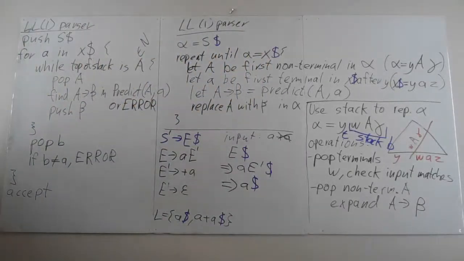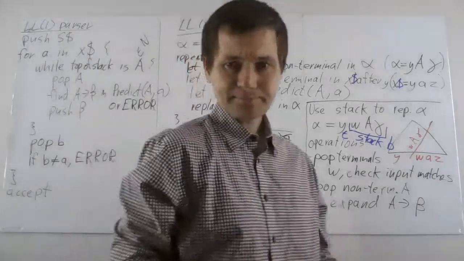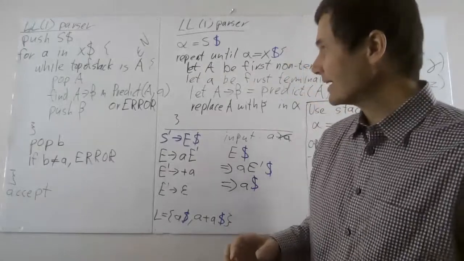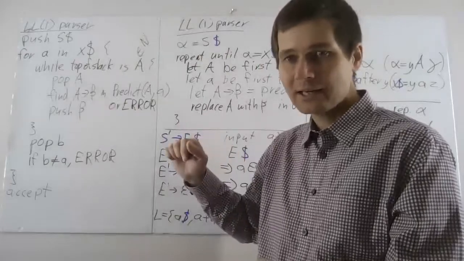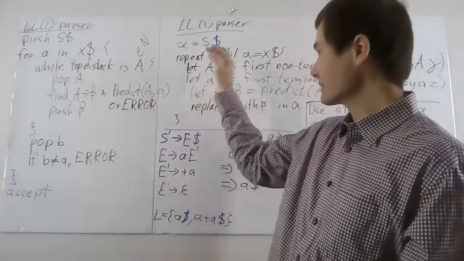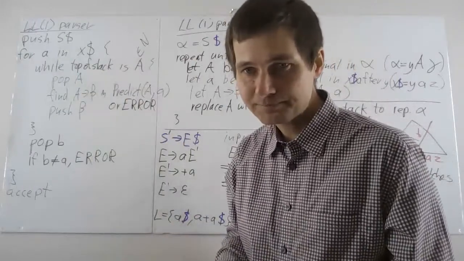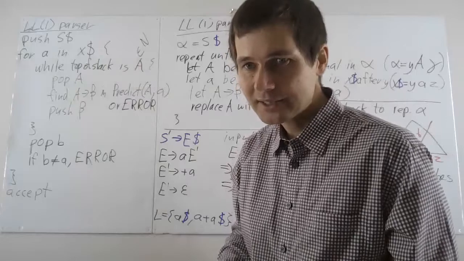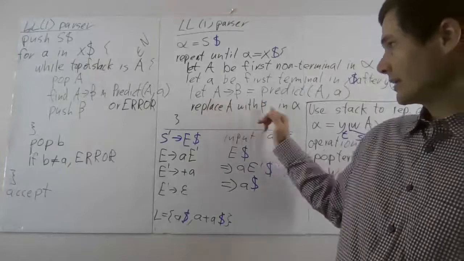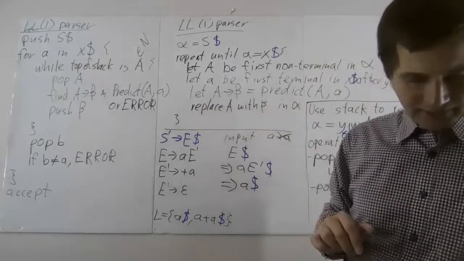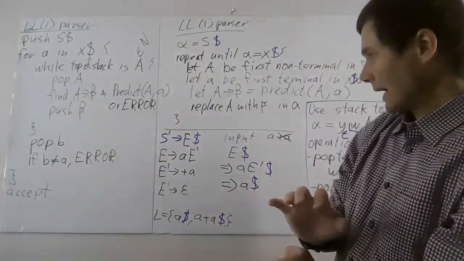Okay, so now I have the algorithm written in terms of the stack. There's no more alpha explicitly. It's implicit in the stack. I don't have to do these linear scans within alpha. I'm just pushing and popping on the stack to simulate the replacements of A with beta in alpha. Okay, so now I have the algorithm.